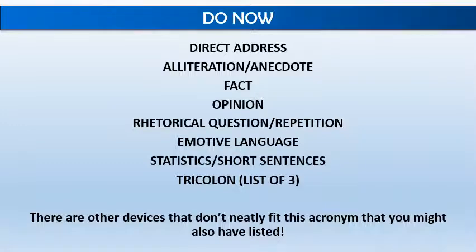Repetition, you all know what that is. Emotive language, statistics and short sentences for effect. Statistics, as you know, I'm sure, are simply facts that are numbers. A tricolon, which is a list of 3 things. It was amazing, it was beautiful, it was wonderful. That would be a tricolon. There are other devices that you can use. I'm sure that you've listed some. If you haven't got all of these, make sure that you've got these written down.